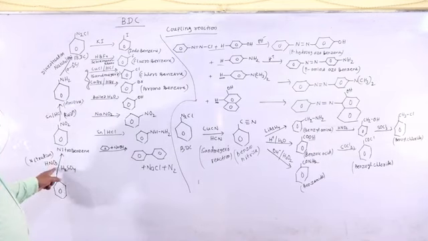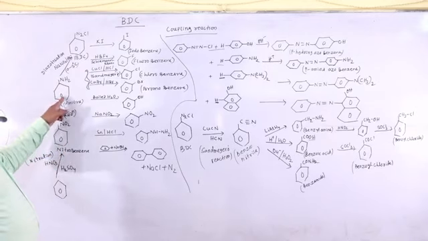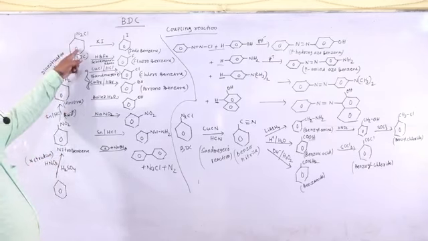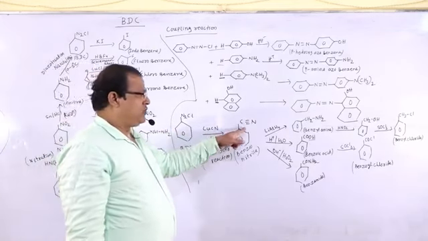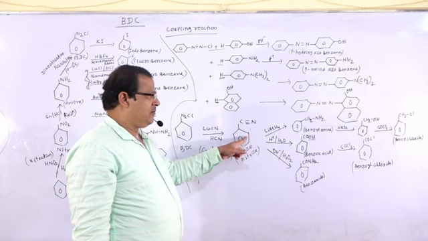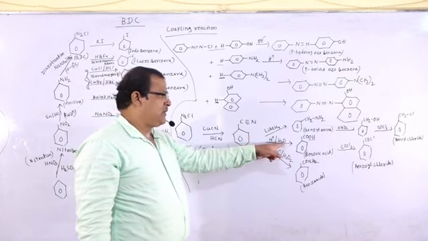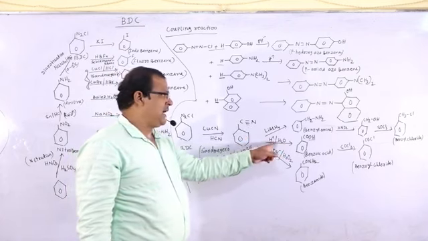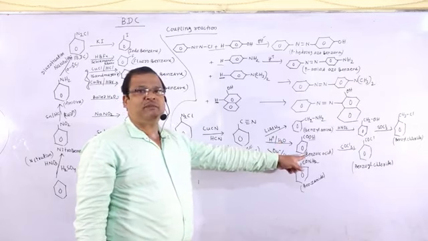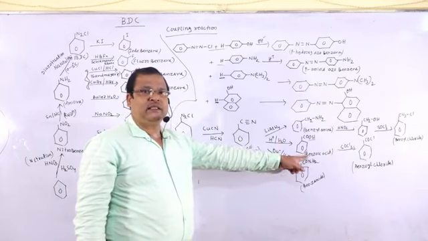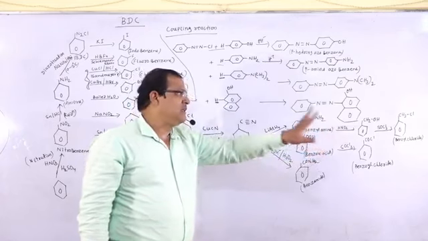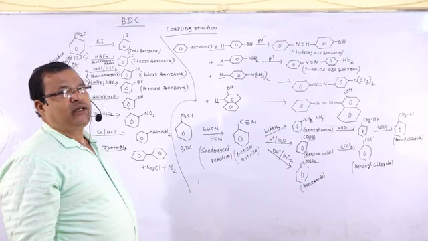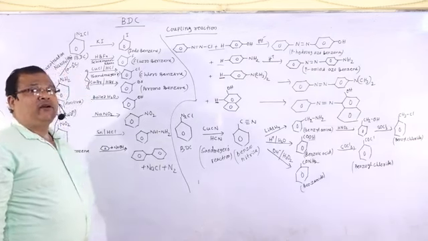Benzene, HNO3 and H2SO4, gives nitrobenzene. Tin and HCl gives aniline. NaNO2 and HCl gives BDC (benzene diazonium chloride). BDC treated with CuCN gives benzonitrile. Benzonitrile treated with H+ and water, that is acid hydrolysis, forms benzoic acid. Benzoic acid treated with PCl3, PCl5 or SOCl2 forms benzoyl chloride. These are the organic conversions.